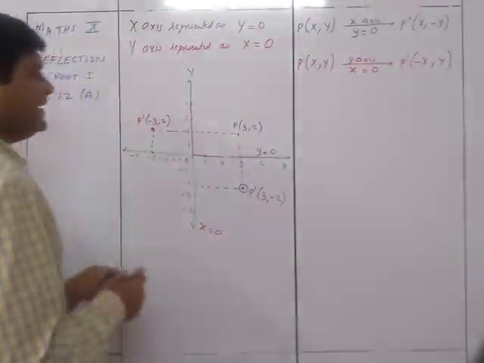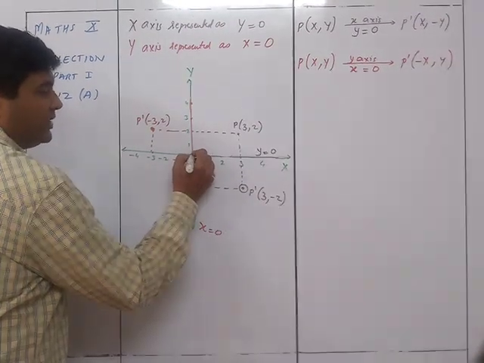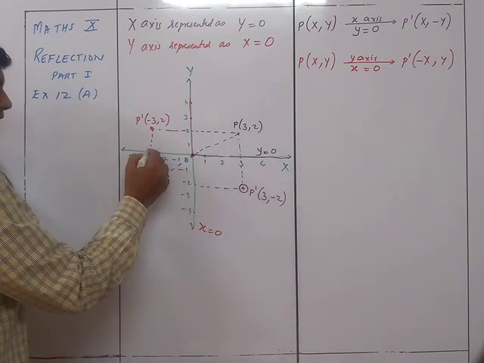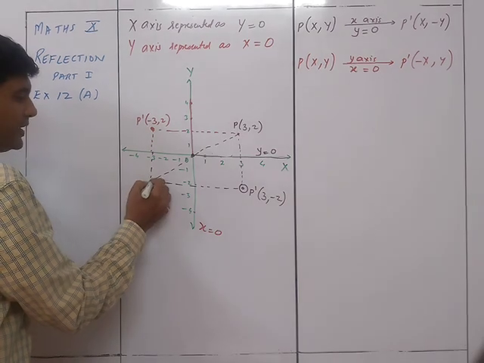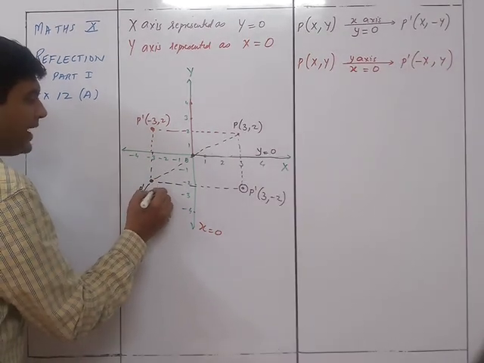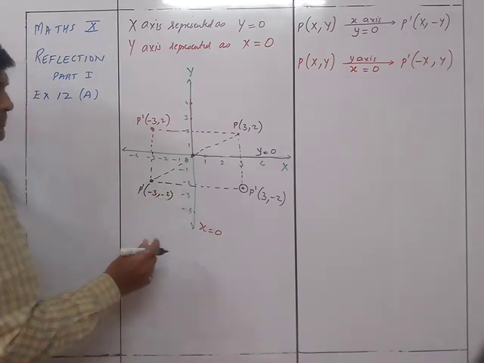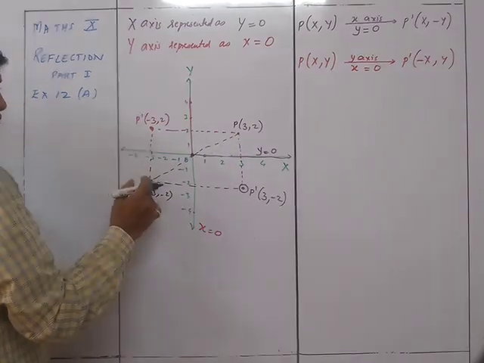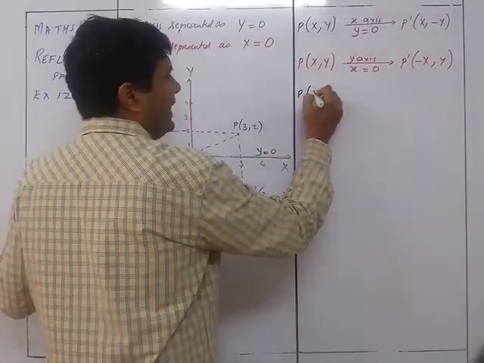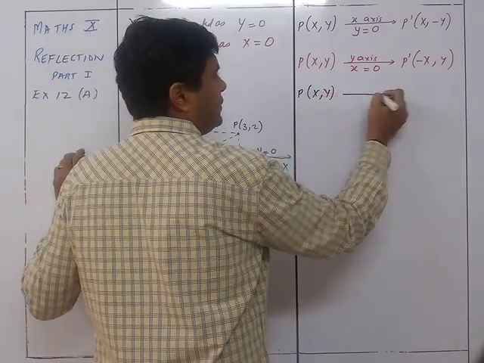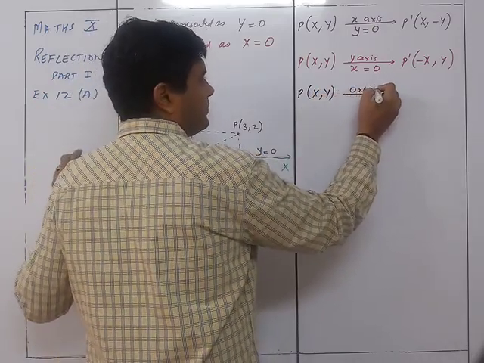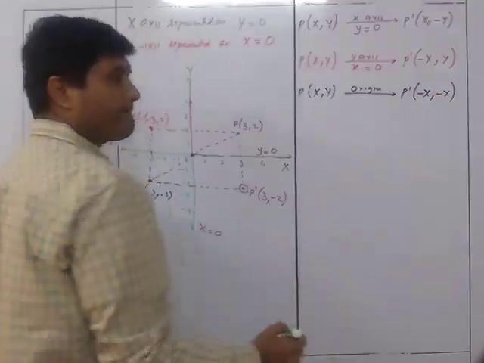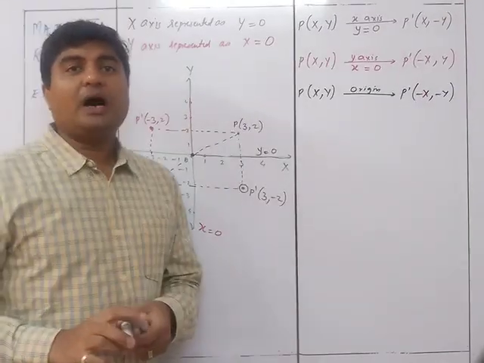The other possibility is that if I place the mirror at the origin, the reflection will be exactly diagonal like this over here. So I am getting the reflection at this particular point. So this point will be P' (-3, -2). Got it? So this reflection through the origin will be like this. So we can write this formula as P(x, y) under reflection of the origin will be P' (-x, -y). Got it?